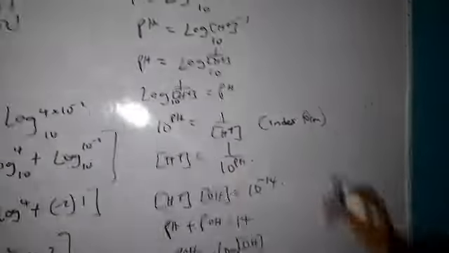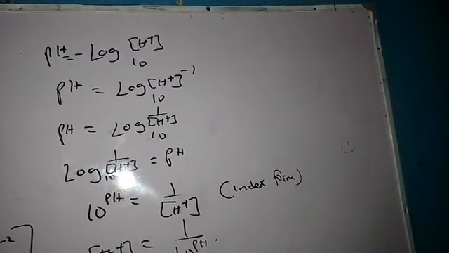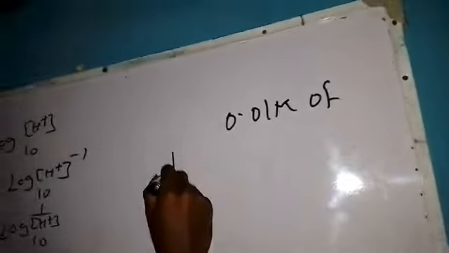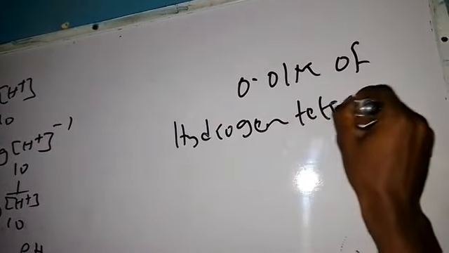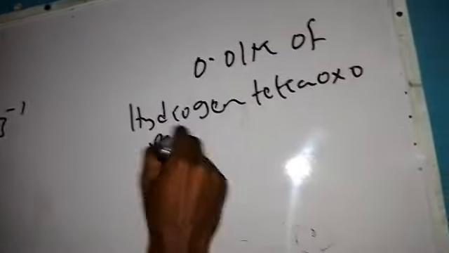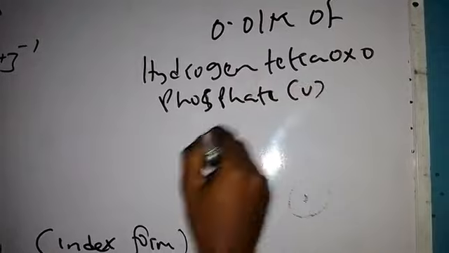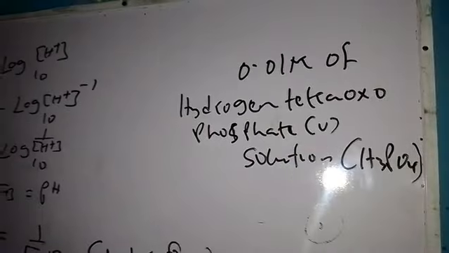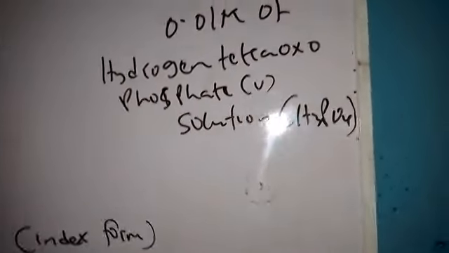Calculate the pH of 0.01 molar hydrogen tetraoxophosphate(V) solution. That is H3PO4, phosphoric acid. So calculate the pH of 0.01 molar hydrogen tetraoxophosphate(V) solution.